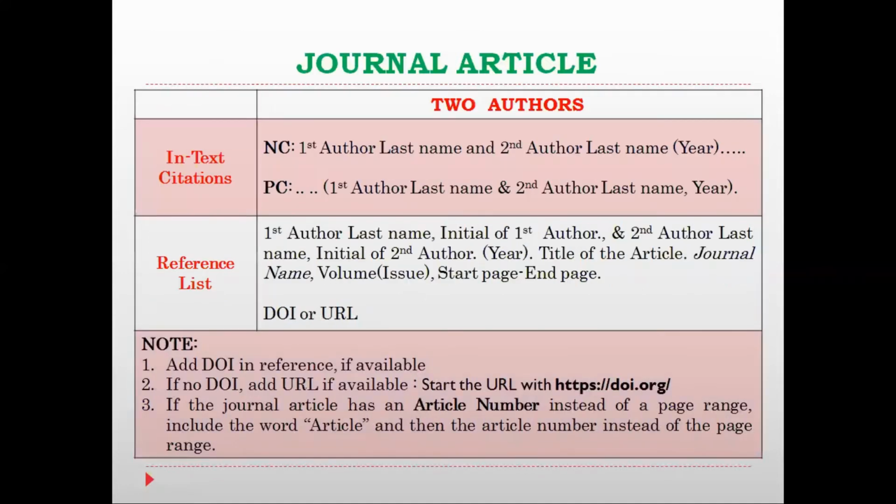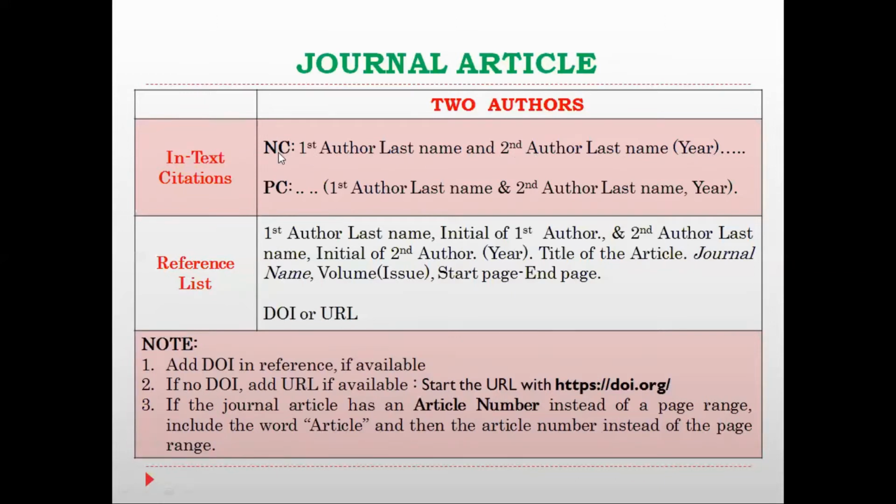Similarly, what if the article you cite is a two-author journal article? This is how it will appear in the in-text citation. The first author's last name in our example is Cruise, and the second author's last name is Bachchan. So Cruise and Bachchan and the year.